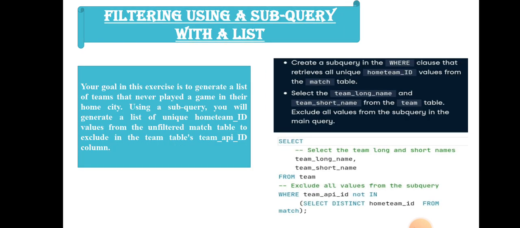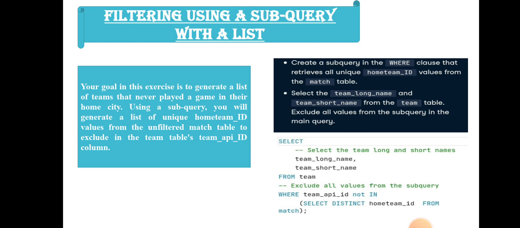Next is filtering using a subquery with a list. In this exercise, our goal is to generate a list of teams that never played a game in their home city by using a subquery. Create a subquery in the where clause that retrieves all unique home team ID values from the match table. Then select the team long name and team short name from the team table. Exclude all the values from the subquery in the main query.